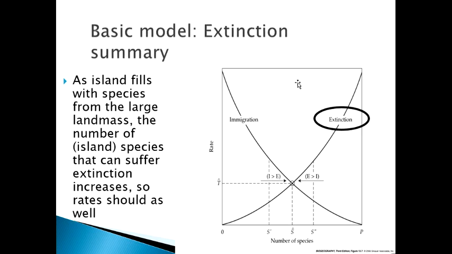Summarizing extinction: as an island fills with species, the number of island species that can suffer extinction also increases. So going across on this x-axis here, as you add more and more and more species, the potential for any of those species to go extinct increases up to some maximum.